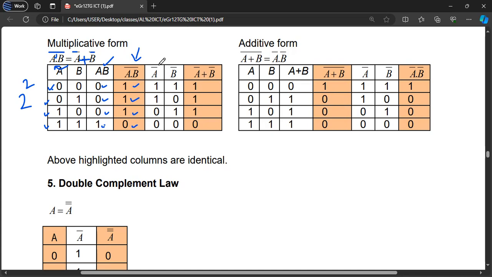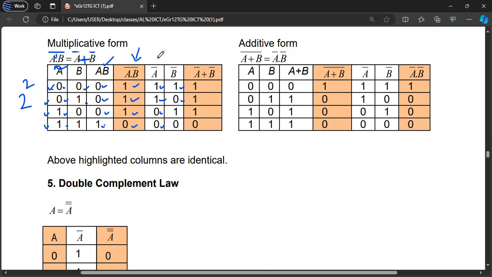Then we are considering only the A bar. Now here we are having 0, so here it's going to be 1. Here we are having 0, so here it's going to be 1. Here we are having 1, it's going to be 0. Here we are having 1, so here it's going to be 0. Then B bar, opposite of B. So 0 here means 1 here, 1 here means 0 here. Likewise, for the remaining two also you can fill it.